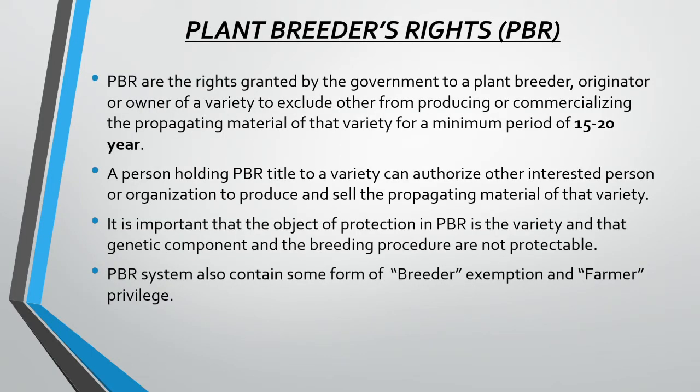Plant breeders' rights (PBR). PBR, also known as plant variety rights, are rights granted to the breeders of a new variety of plant that give the breeder exclusive control over the propagating material. PBR is the right granted by the government to the plant breeder, originator, or owner of a variety to exclude others from producing or commercializing the propagating material. Its time period is 15 to 20 years. The PBR system also contains some forms of breeders' exemptions and farmers' privileges. Plant varieties and animal breeds are protected by the PBR.